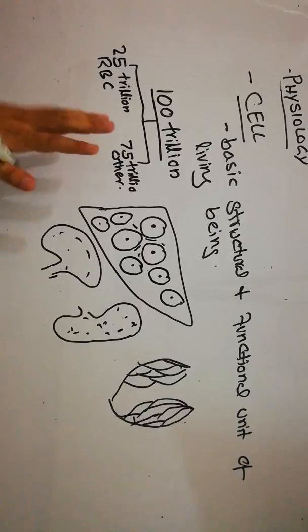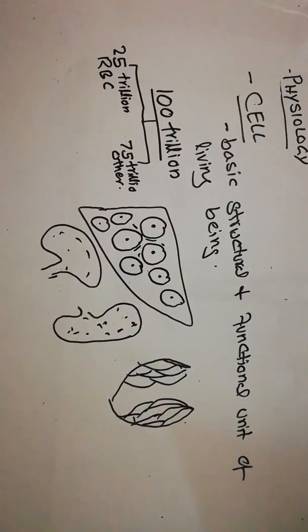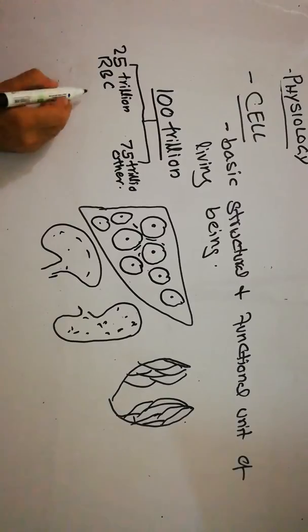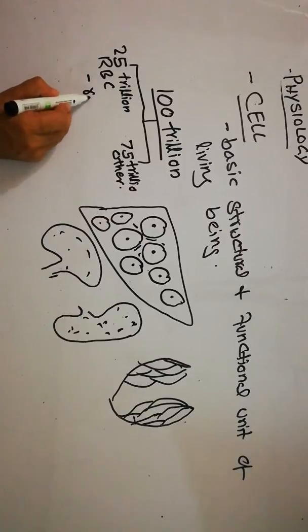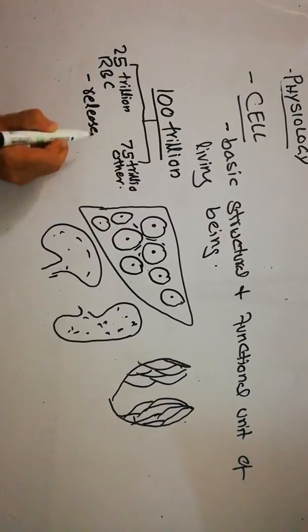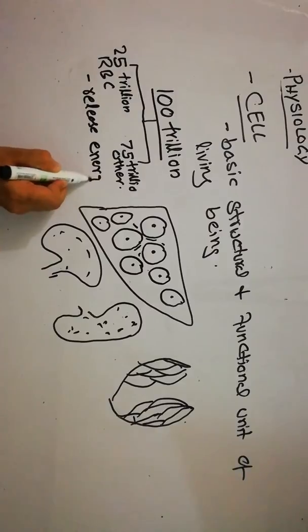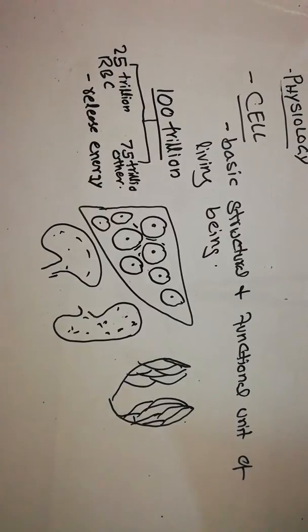We know that there are a lot of different types of cells in the human body. For example, cells in the liver, cells in the kidneys, brain, heart. They are all different in shapes and functions, but there are certain similarities between them. For example, all of them release energy. They release energy by reacting oxygen with the nutrients.